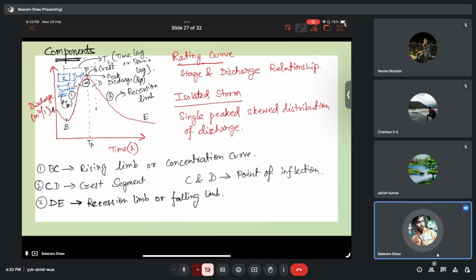Okay, and next we have time base. So the total time that we have from the start of the rainfall excess event to the end of the hydrograph, we call this time base. Okay, time base we generally write as TB or T. Okay, so with this, we'll go to the questions.